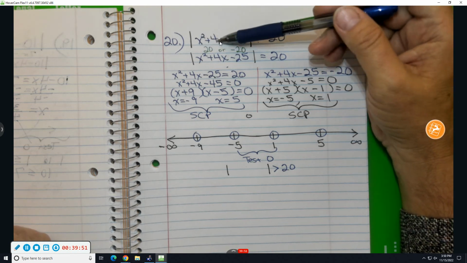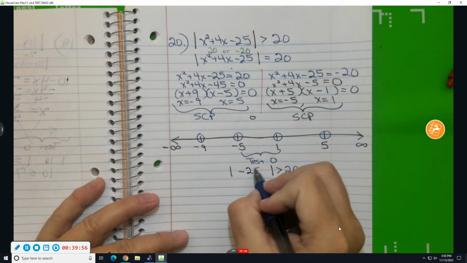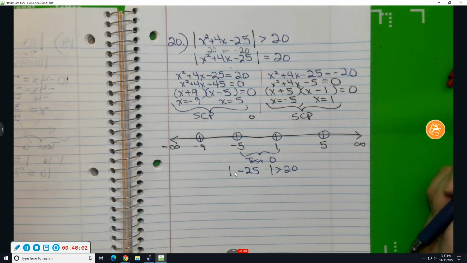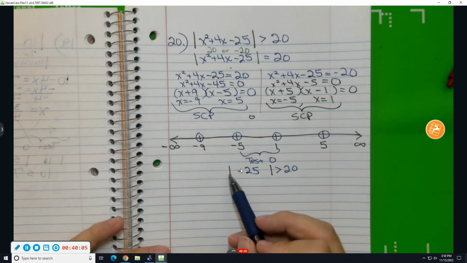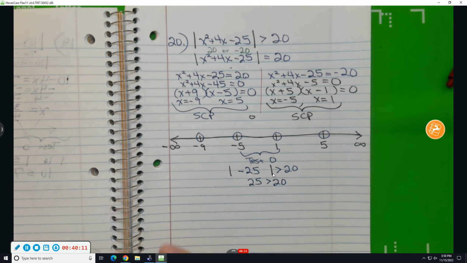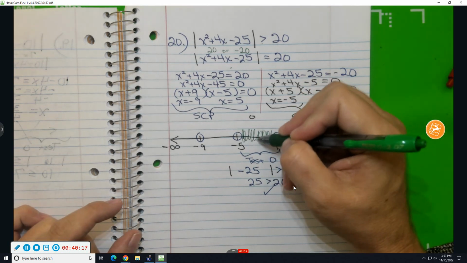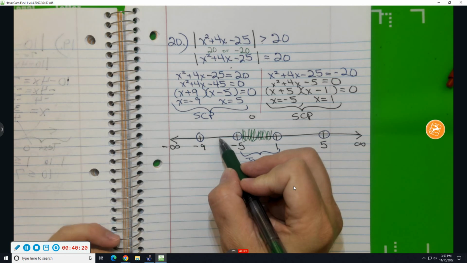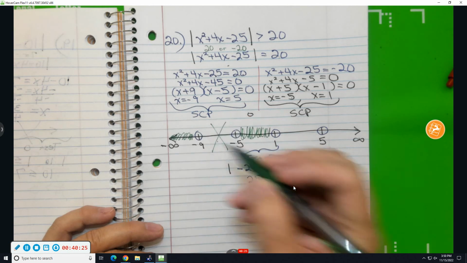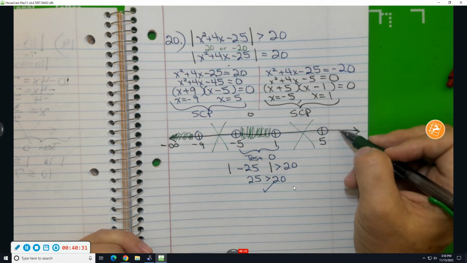0 squared is 0. 4 times 0 is 0. So we have 0 plus 0 minus 25. So the absolute value of negative 25 is greater than 20. Be careful. True or false? True. You have to take the absolute value of negative 25, and that's a positive 25. So that is a true statement. Good. That's true. What am I going to do here? False. Here. Shade. Shade or cross out? Cross out. Cross out. And here?